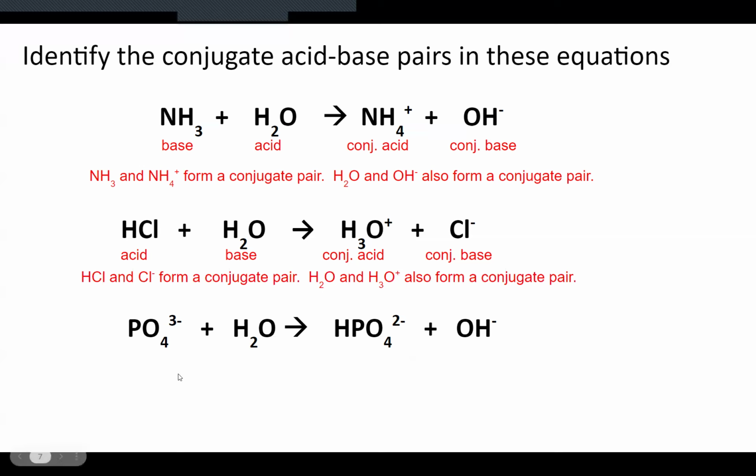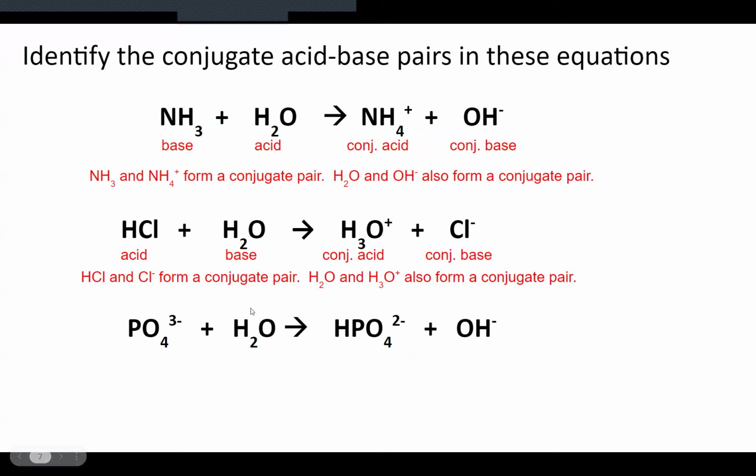Last equation, PO4 3 minus and H2O. What's the substance on the right side of the equation that looks like PO4 3 minus, but it only has one, either one more or one less H? HPO4 with a 2 minus charge. That has one more H. And what's the thing that's related to H2O differing only in formula by an H? OH minus.